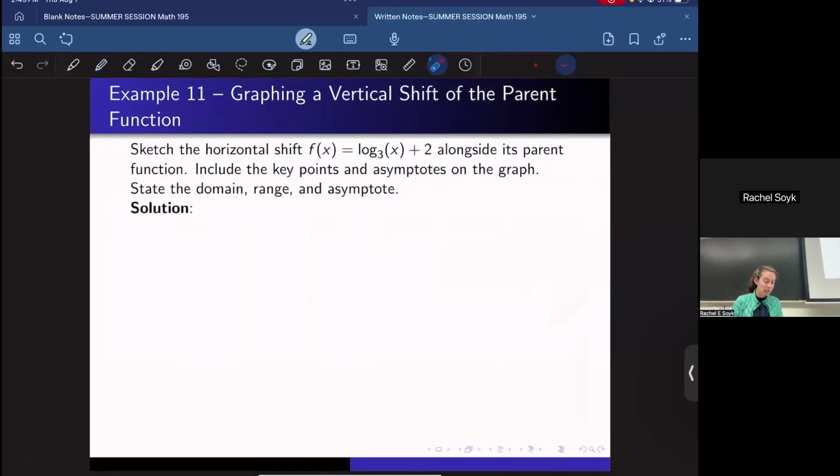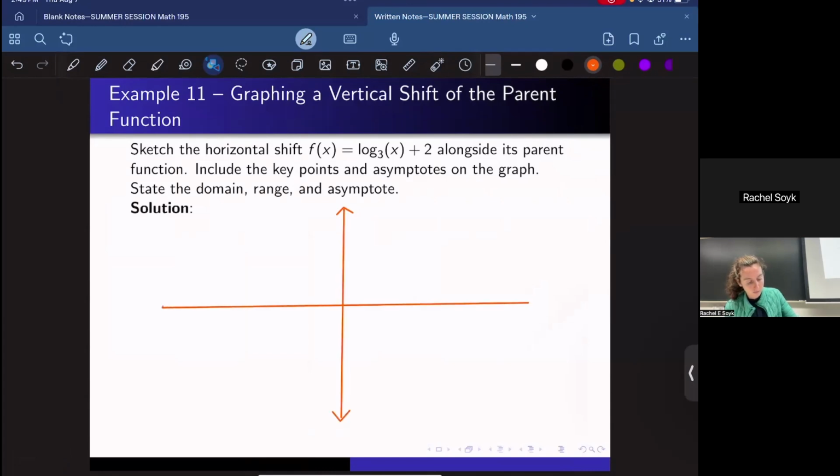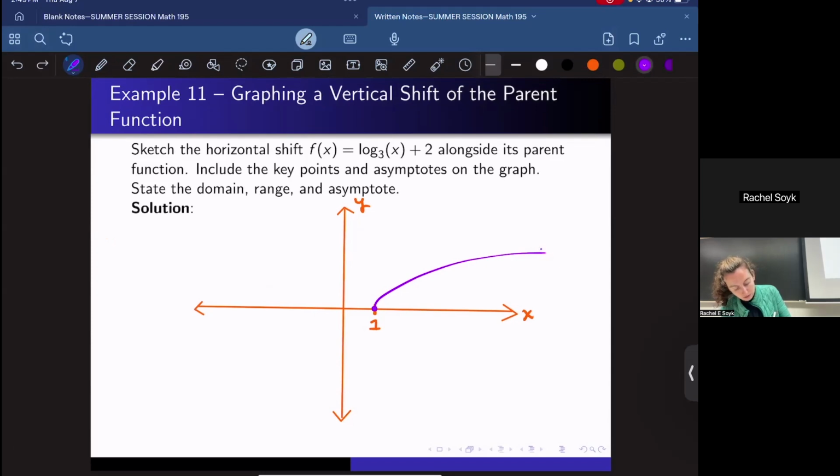So now knowing that, why don't we graph log base 3 of x plus 2, so a function that has a vertical shift up 2 units. And then I'm going to put in, for this one, the parent function log base 3 of x. So I'll just very quickly sketch it out here.